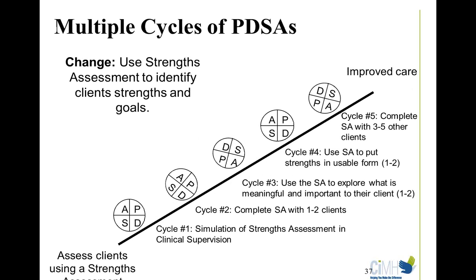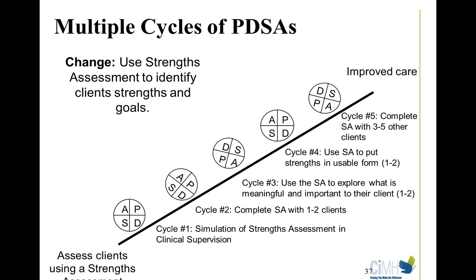Here's an example that comes out of the advancing recovery practices, where we are using the strength assessment to identify client strengths and goals as one of the powerful change ideas. And so the idea is use it to assess strengths. And the very first cycle, many teams did this. Their very first cycle was to have the clinical supervisor actually simulate doing the strength assessment. They didn't even do it with a client. And then the supervisor did it with 1 or 2 clients.